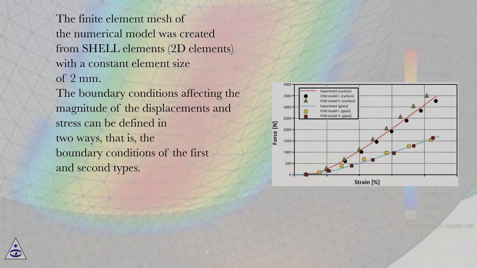The finite element mesh of the numerical model was created from shell elements, 2D elements, with a constant element size of 2 mm. The boundary conditions affecting the magnitude of the displacements and stress can be defined in two ways, that is, the boundary conditions of the first and second types.